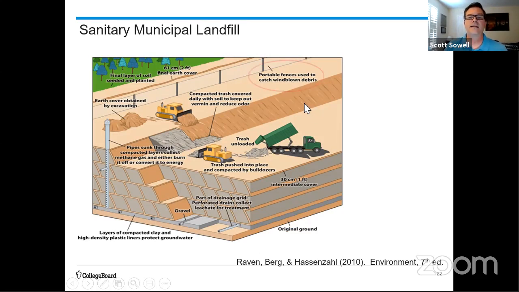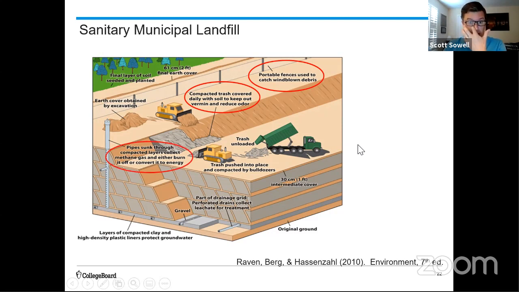And the first thing I want to highlight is this: portable fences used to catch windblown debris. There we go. There's one way to eliminate that windblown trash or litter. And then we see that every day after the trash is unloaded and pushed into little piles, it's compacted and covered daily with soil to keep out vermin and reduce odor. So it's almost like a cake, like a layer of trash, layer of soil, layer of trash, layer of soil. And that layer of soil keeps out the vermin and regulates the odor a little bit.